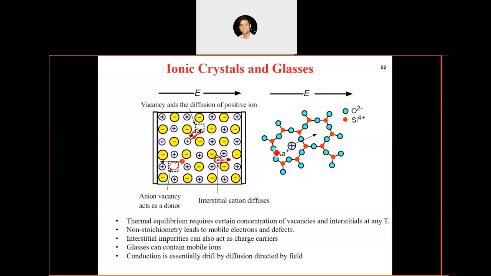This is an ionic solid. Similarly, for glasses, usually glasses also have a certain concentration of impurities. For example, what we are seeing in this picture is a silica glass. Silica glass is used very commonly.